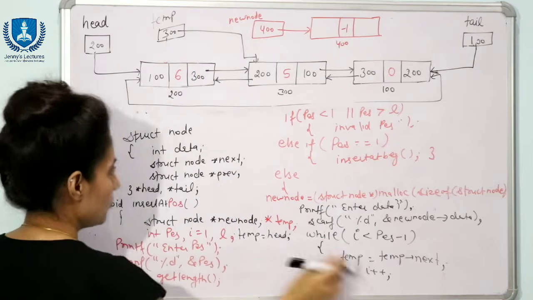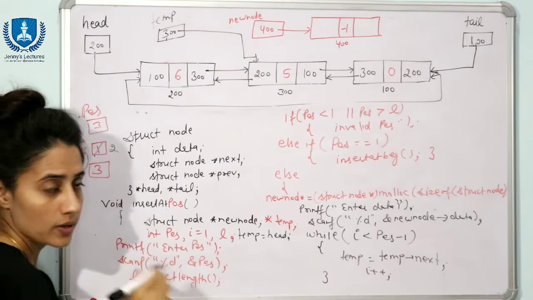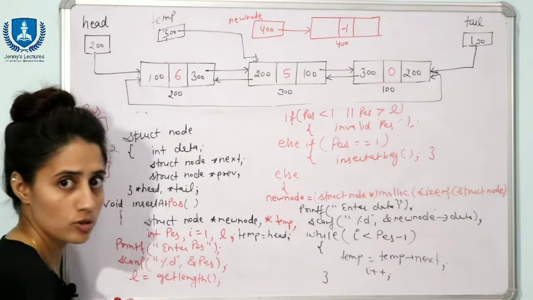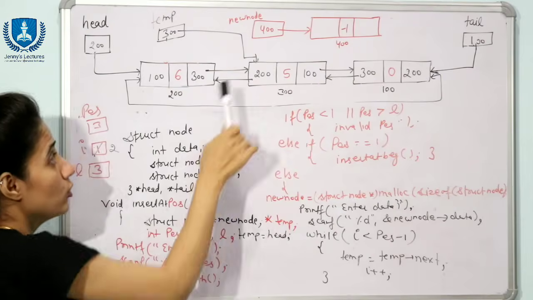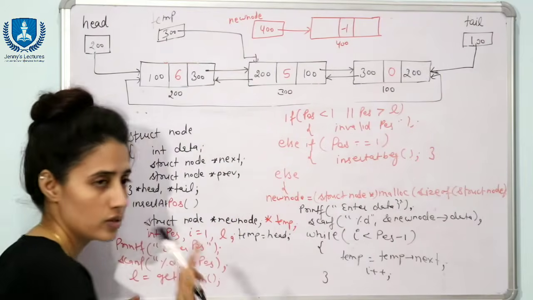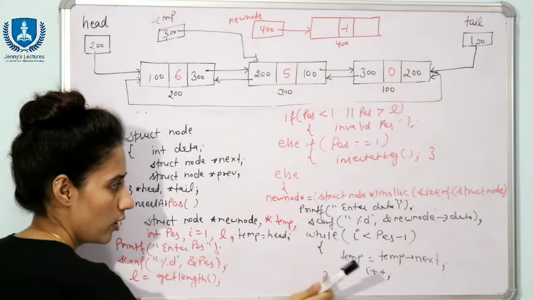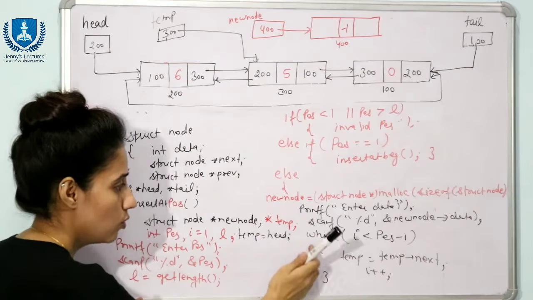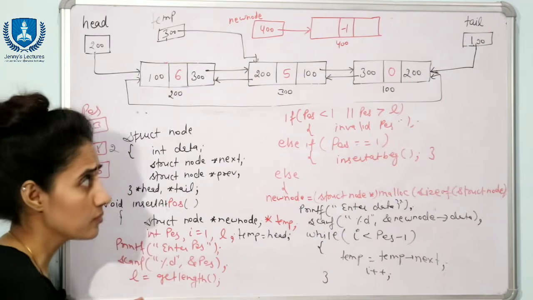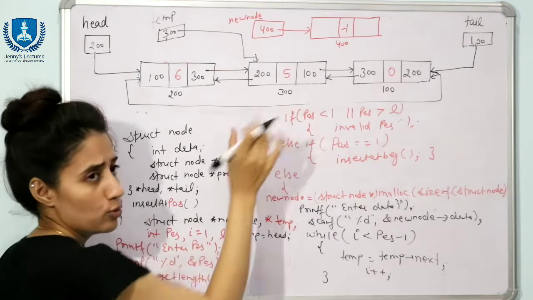300. I plus plus, now I becomes 2. Now again check the condition, 2 less than position minus 1, 2 less than 2, no. So now we are not going to move this temp. We are going to stop, we will not enter this while loop, the control would go out from this while loop, right? As you can see we have reached till position 2.